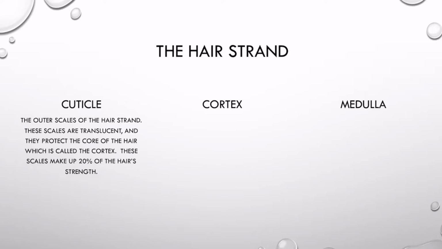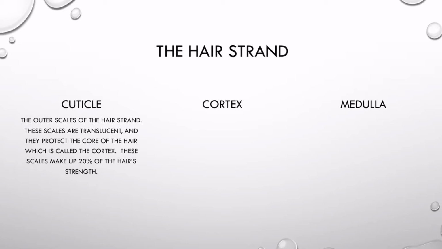The cuticle is actually the outer scales of the hair. You could think of it as an example: if you're standing in the middle of a circle and everyone circling around you is joined hands and they come in to hug you and they're covering you and protecting you. That's the function of the cuticle.